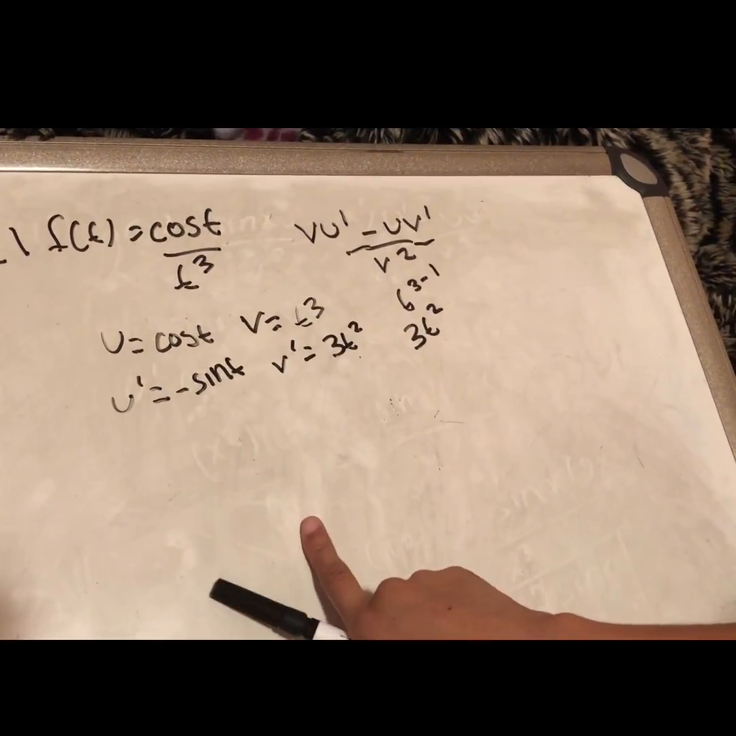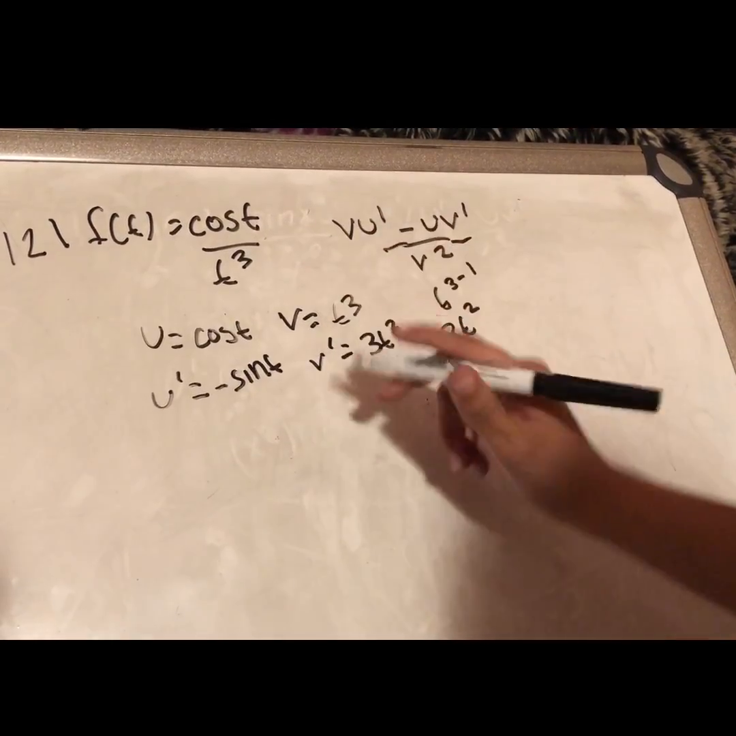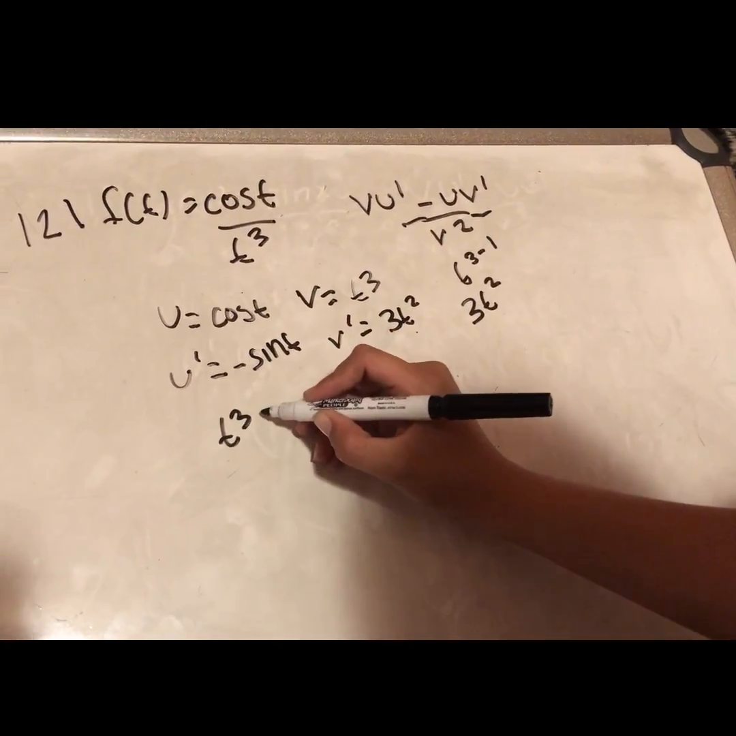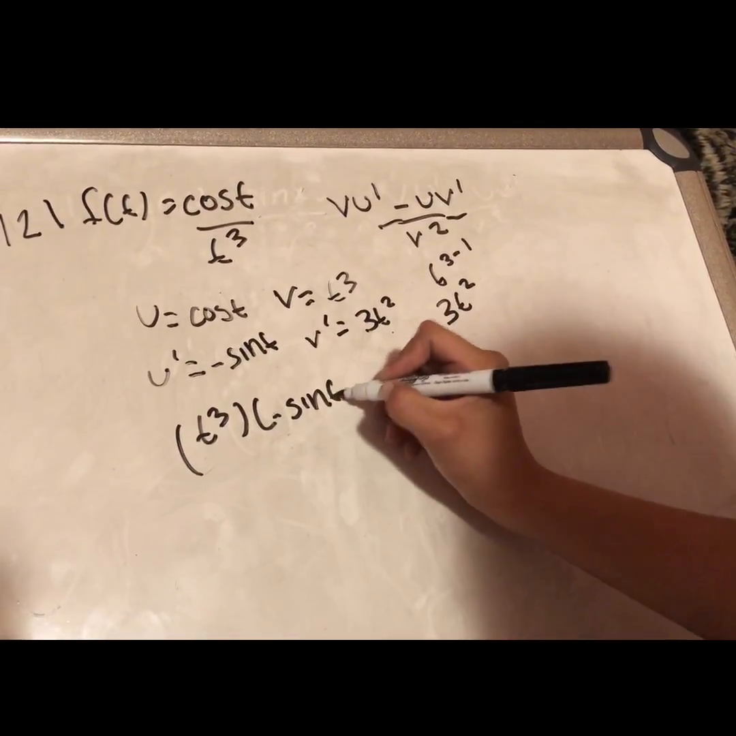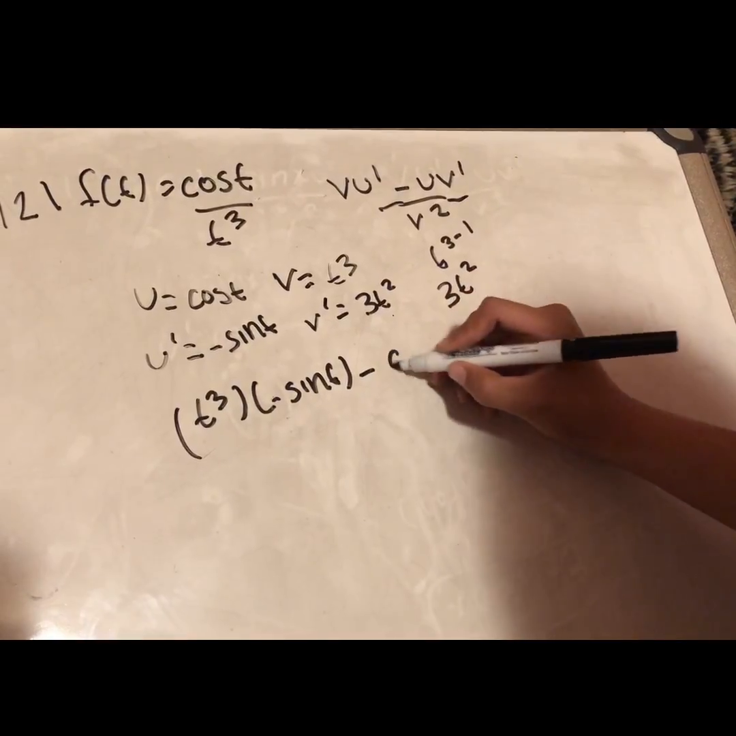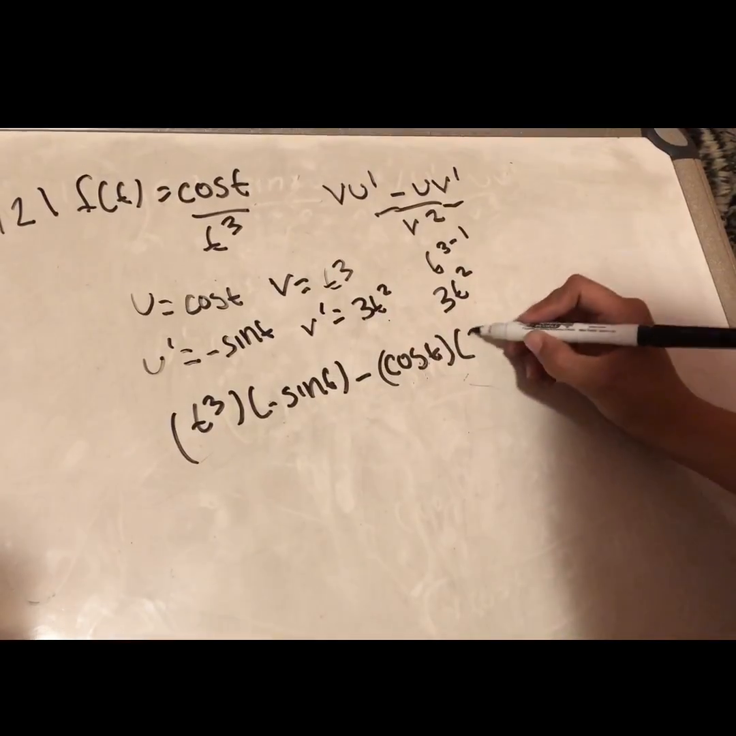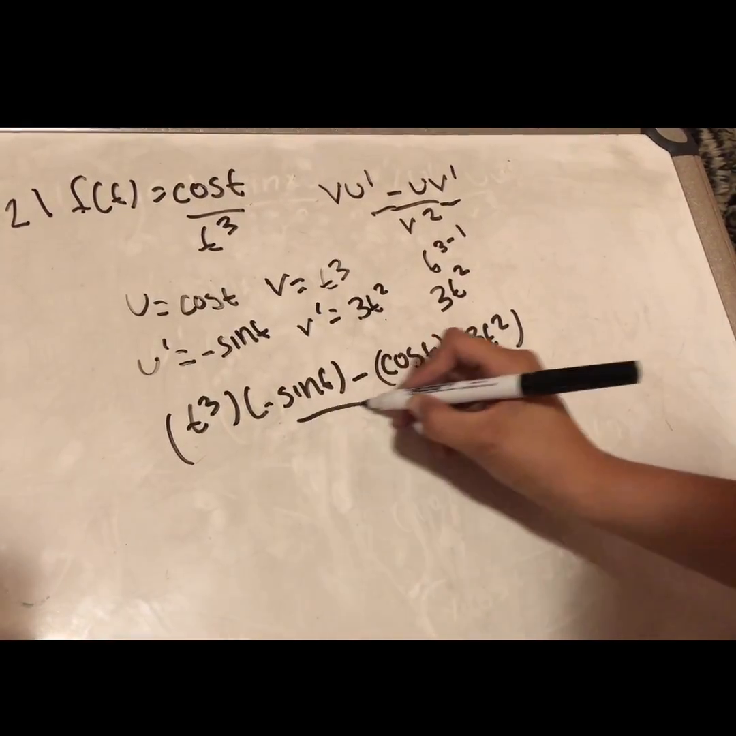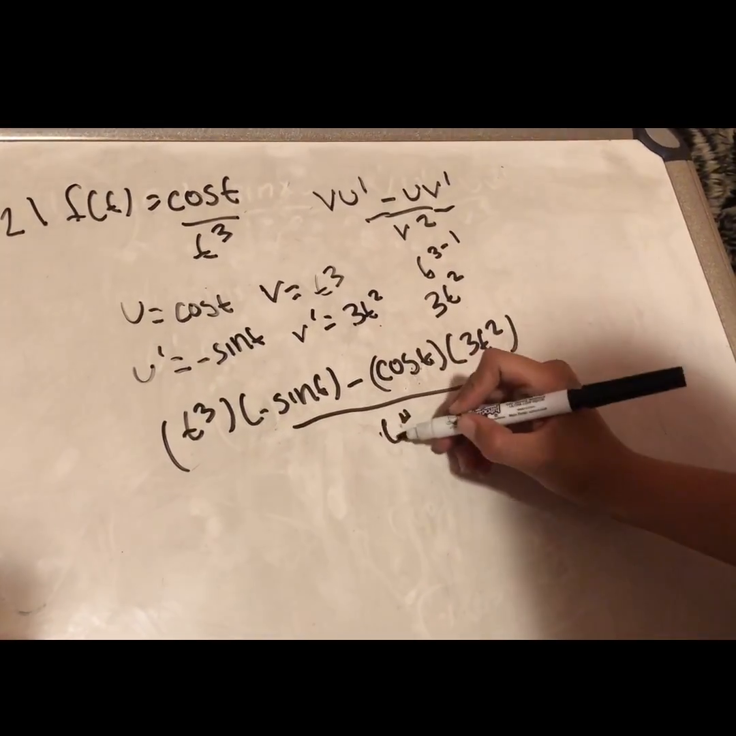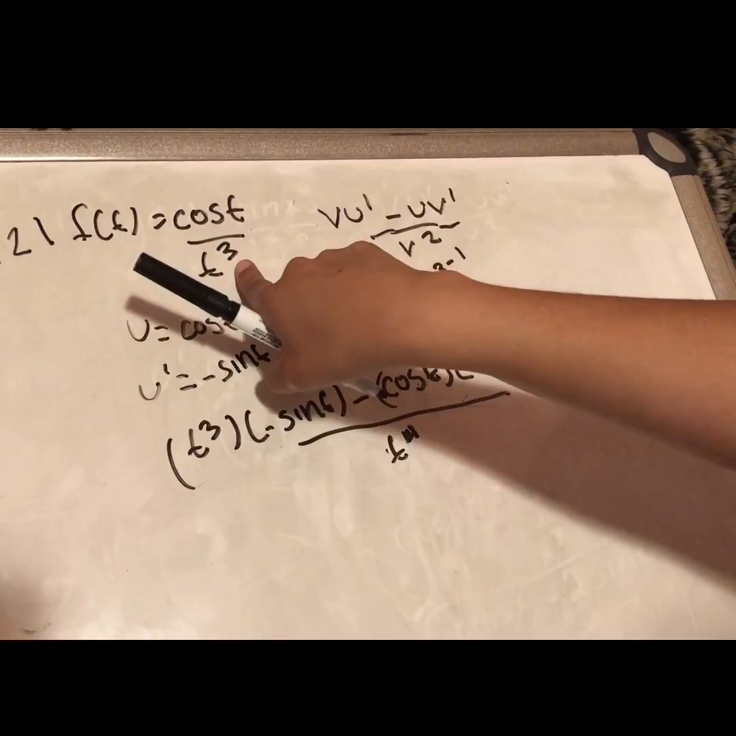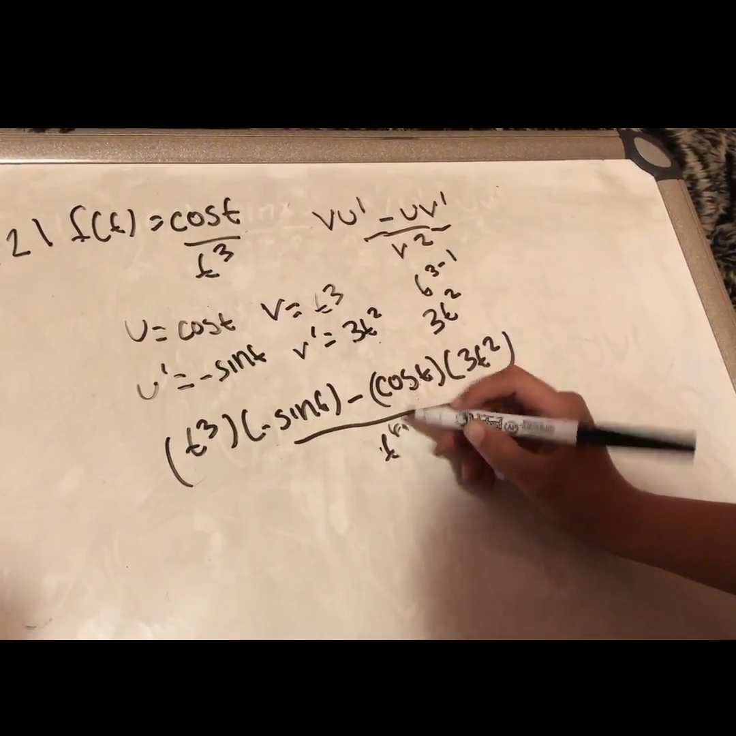So now what you do is you plug the information into your formula, which is going to be v, so it's t cubed, times u prime, which is negative sine t, minus cosine t times v prime, which is 3t squared, over t, oh no, t to the 6, I'm sorry, because you multiply the exponents. t to the 6.